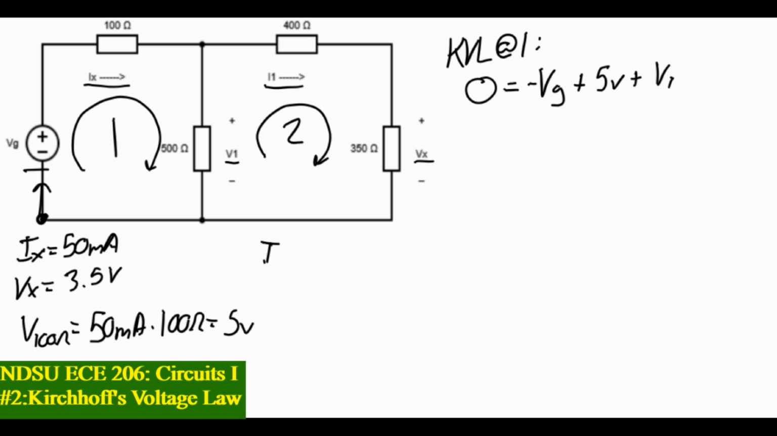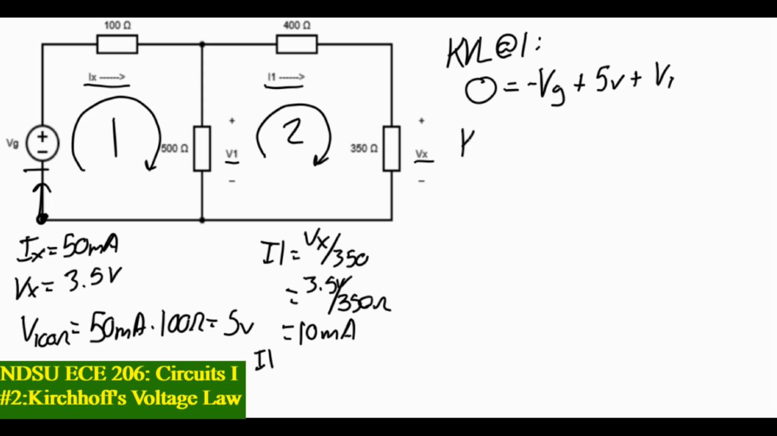So, I1 is going to be equal to Vx over 350, which is going to give us 3.5. Convenient numbers, huh? 3.5 divided by 350 ohms. This is volts. I should have labeled that. It's going to give us 10 milliamps. That is I1. Okay, so we know a little bit more about this loop than we do the last one.